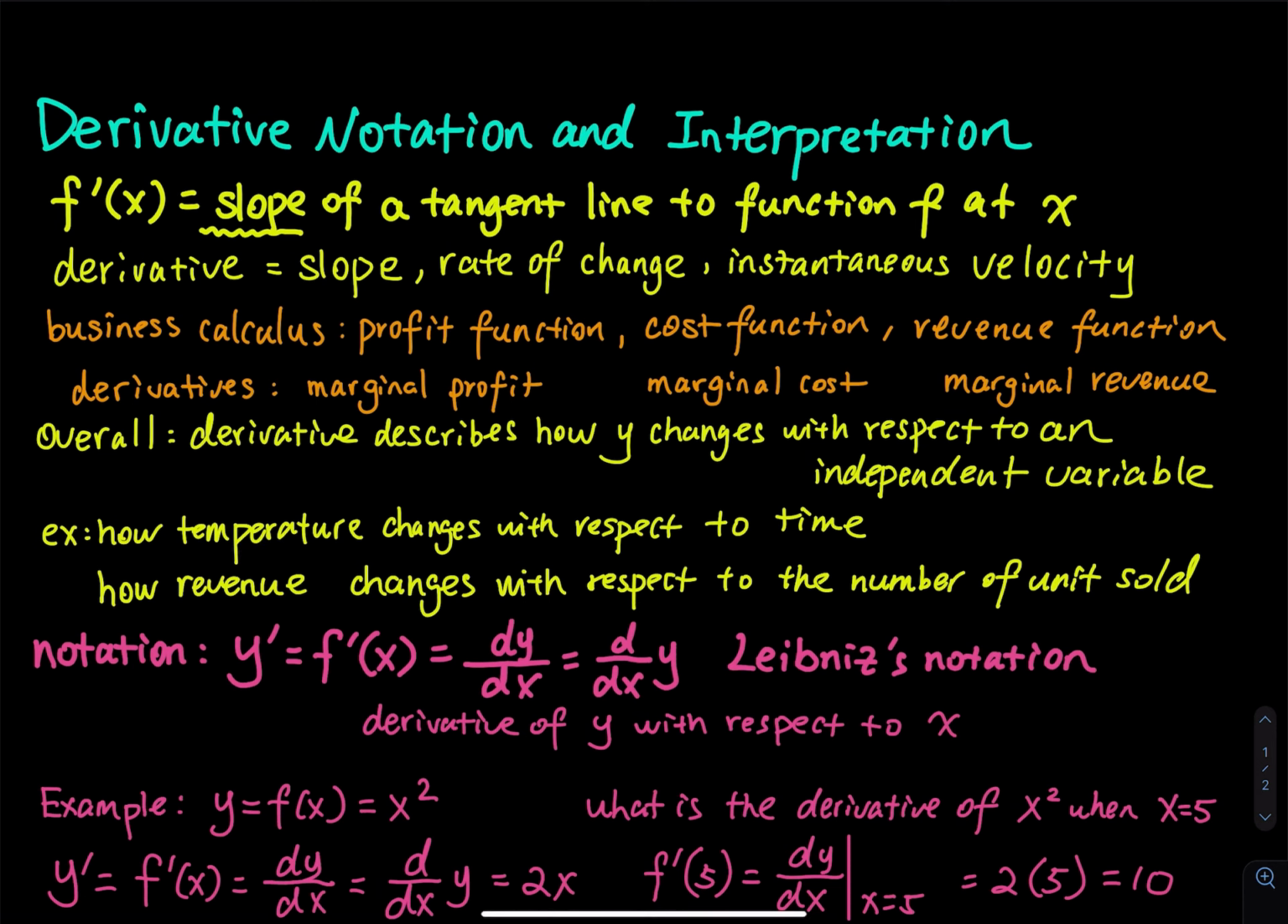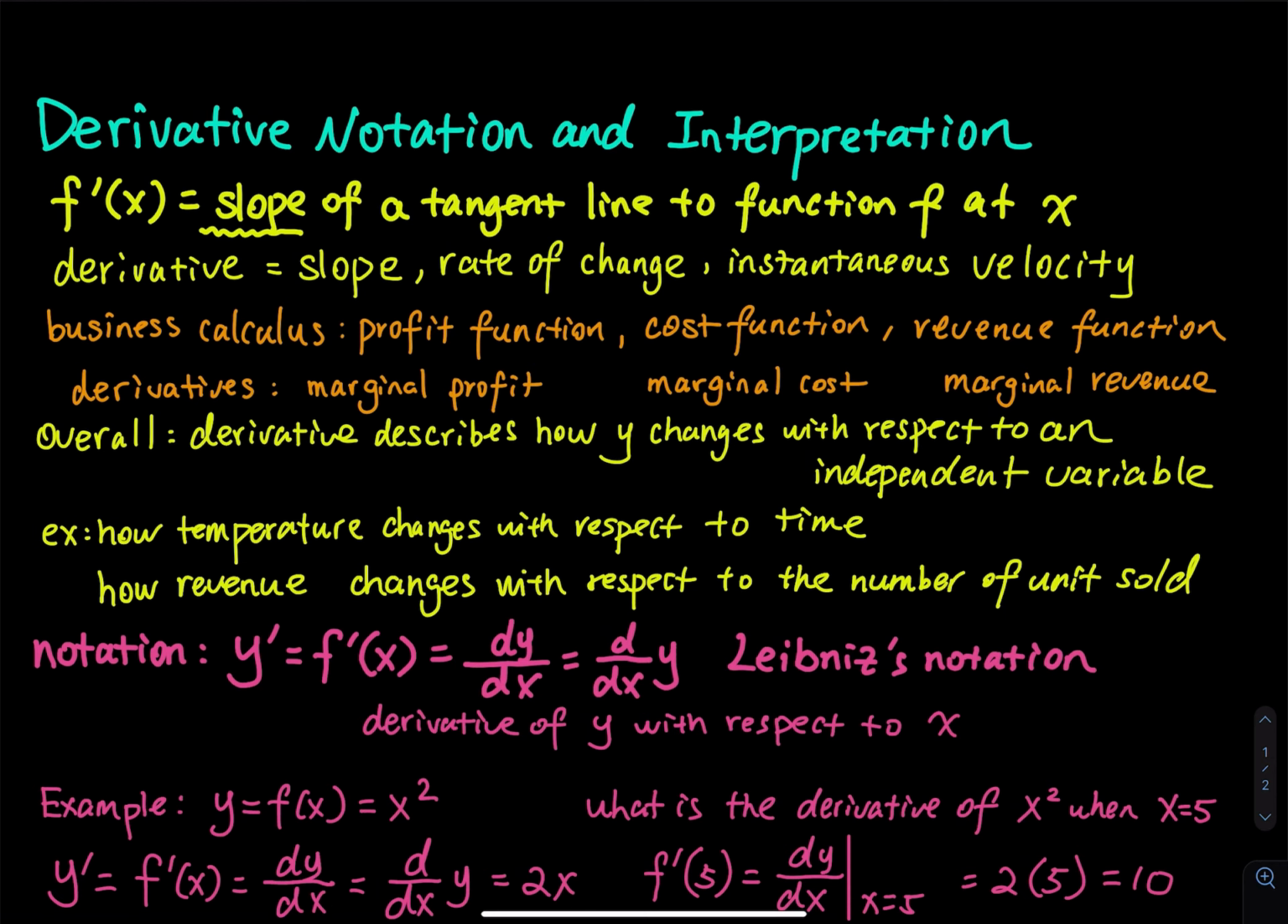Another example can be revenue. We have a revenue function that describes the revenue of a business with respect to the number of units sold. You take the derivative of the revenue function, then you get the marginal revenue, with respect to an independent variable, which is the number of units sold. So we are using one function to describe how the revenue changes with respect to the number of units sold. So how about notation?